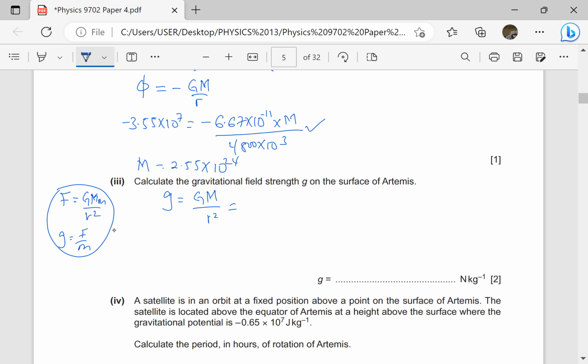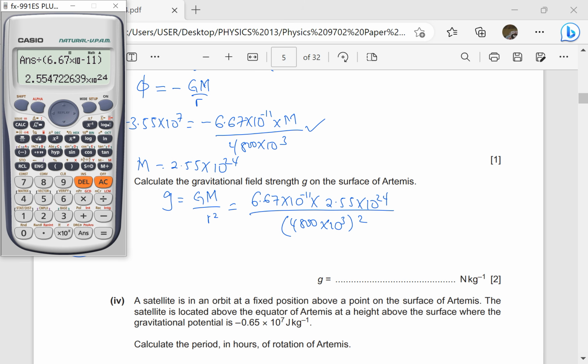So I'll substitute. Capital G is 6.67 times 10 power negative 11. Capital M is 2.55 times 10 power 24. Divide by R, which is 4,800 times 10 power 3, and this is going to be squared. From my calculator, I have 6.67 exponent negative 11 times 2.55 exponent 24 divided by open brackets 4,800 exponent 3, but this is squared.